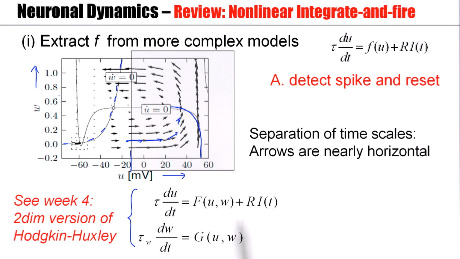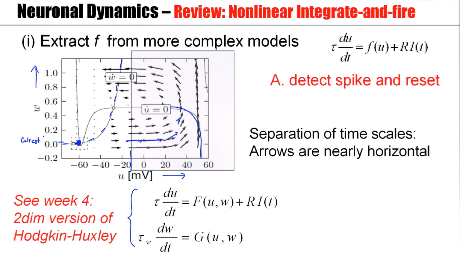Moreover, we see here that arrows are nearly horizontal. Why? Because the dynamics of W is much slower than that of the voltage. Normally, the membrane potential hovers around in the neighborhood of the stable fixed point. That's where the resting potential is. And there's also a resting value of the auxiliary variable W.